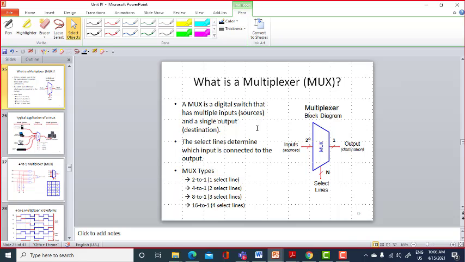A 2 to 1 multiplexer will be having 1 select line, and 4 to 1 will be having 2 select lines. I will tell you what is a select line and all. So this is 2 power 1, 2 power 2, 2 power 3, 2 power 4, to 1. So 1 select line here, 2 select lines here, 3 select lines here, 4 select lines here. Select lines determine which input is to be connected to the output.